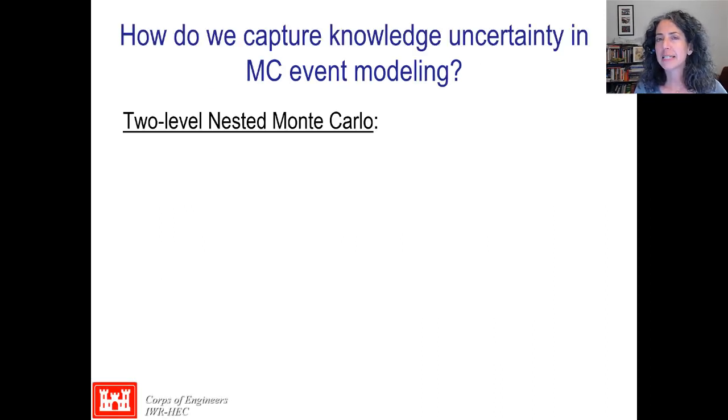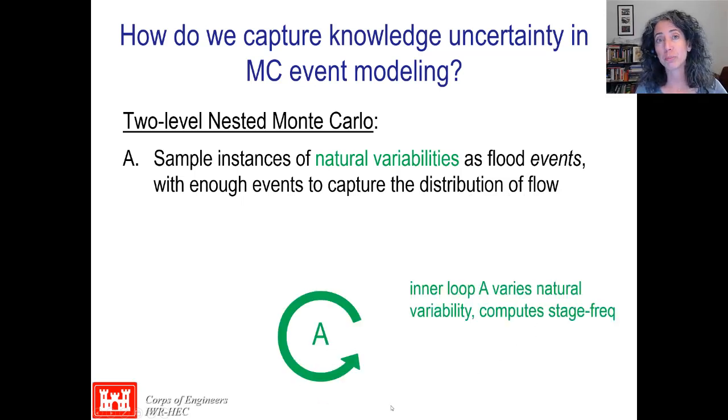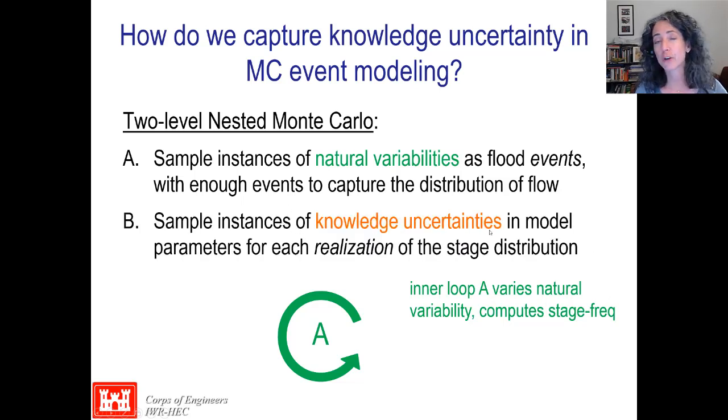We capture this the same way as we saw in the third video of the Monte Carlo simulation for flood damage. We're going to do a two-level nested Monte Carlo. We're going to sample instances of our natural variabilities as flood events, meaning natural variabilities are defined as things that vary event to event. We're going to do enough flood events to capture the distributions of flow. This is the inner loop of our Monte Carlo simulation, and the inner loop is going to allow us to compute a stage frequency curve. We're also going to sample instances of our knowledge uncertainties in the model parameters and in the parameters of the probability distributions for each realization of a stage distribution.